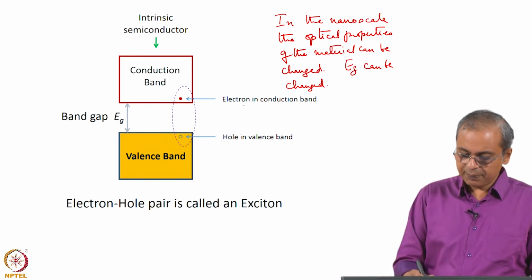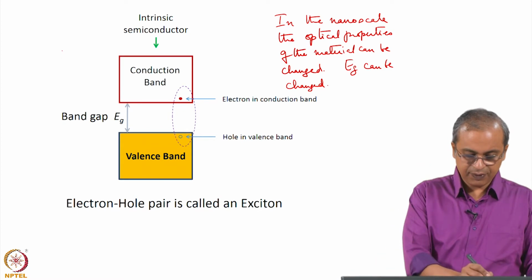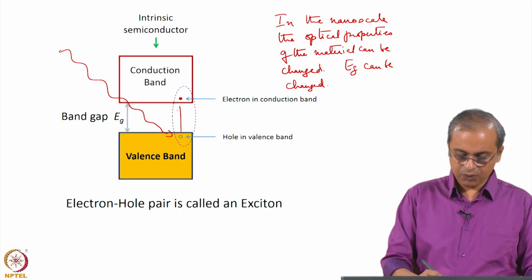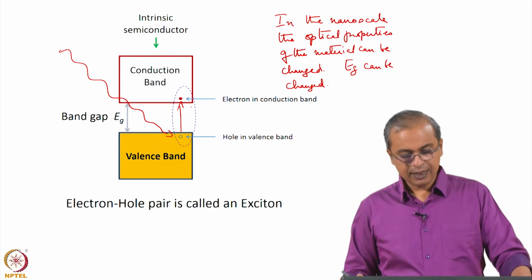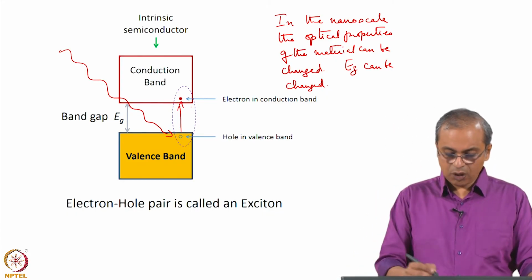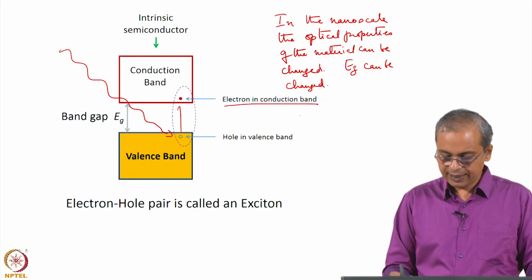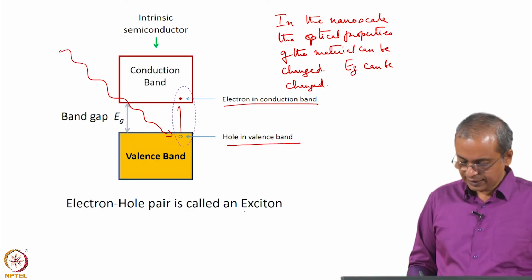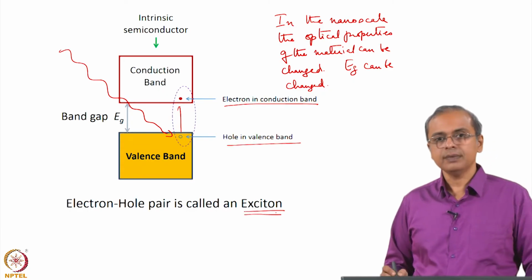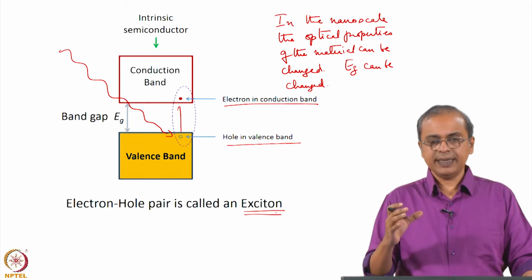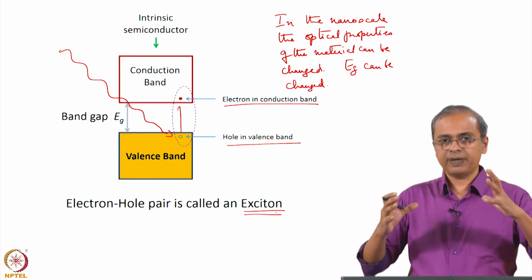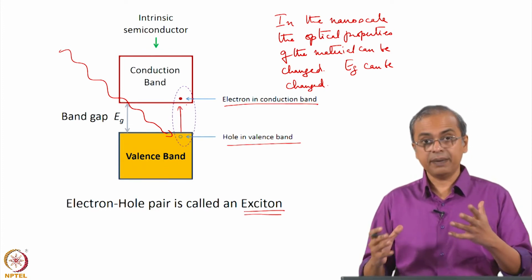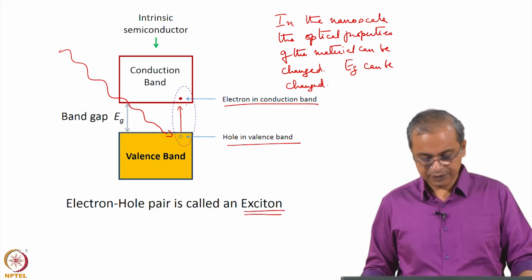So what actually happens is that when you have incoming radiation and you do this transition from the valence band to the conduction band, this combination of an electron in the conduction band and a hole in the valence band acts as a pair and is called an exciton. Many times the exciton is what helps us see something as an optical property, that is, it impacts what we perceive as the band gap of that material.